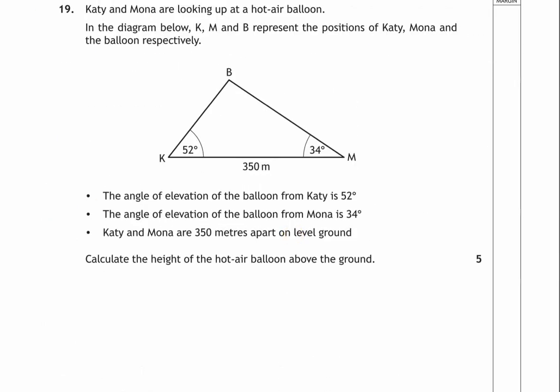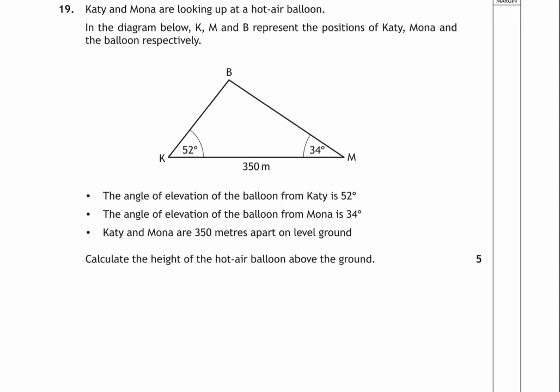Now question 19 gives us, I think, the last question. It says that Katie and Monica are looking at a hot air balloon, and in the diagram below, K, M and B represent the position of Katie, Mona and the balloon respectively. The angle of elevation of the balloon from Katie is 52 degrees and from Mona is 34 degrees. Both of them are 350 metres apart.